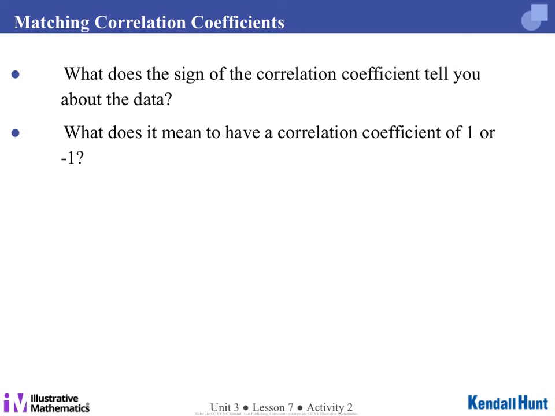So I'd like you to think about what the sign of the correlation coefficient tells us about the data. Well, the first thing it tells us is that if it's negative, it has a negative slope. If it's positive, it has a positive slope. And then it can tell us how closely it is to creating a line. All those points on a line would be a positive 1 or a negative 1, and then the further they get away from showing a linear relationship, the smaller the correlation is.